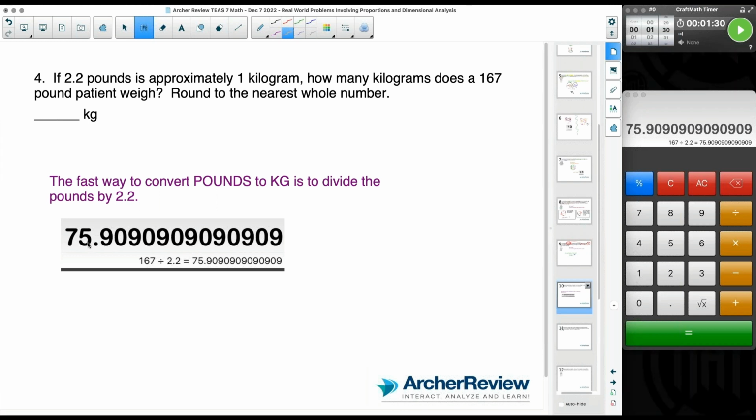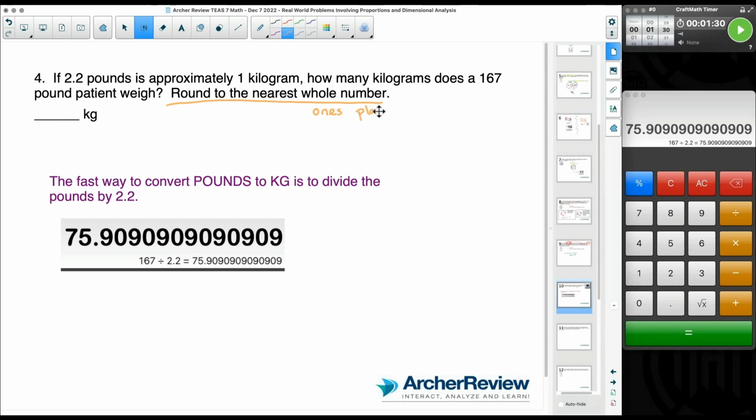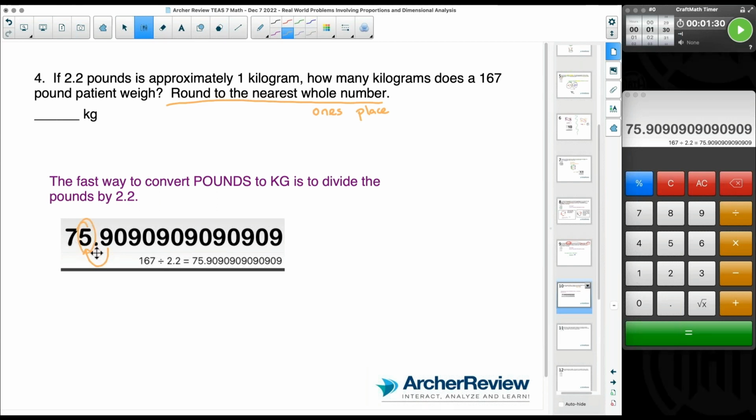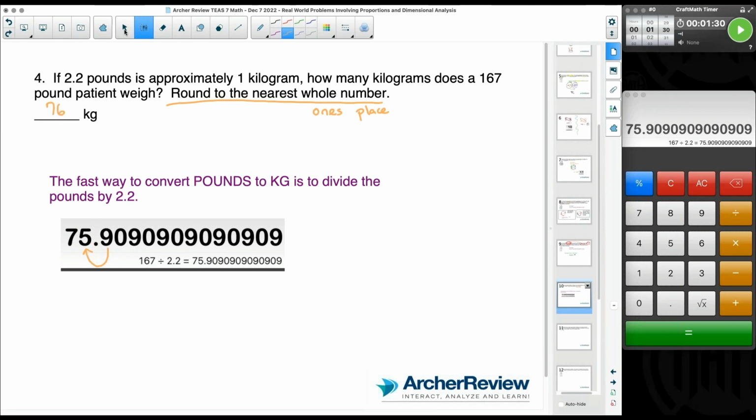counted wrong, even though you did the work right. You have to round to the nearest whole number. This means the nearest ones place, the ones place value. That 9 tells that 5 that is in the ones place to go up, 76 kilograms. So that's the fast way.